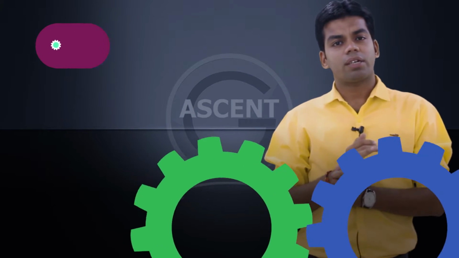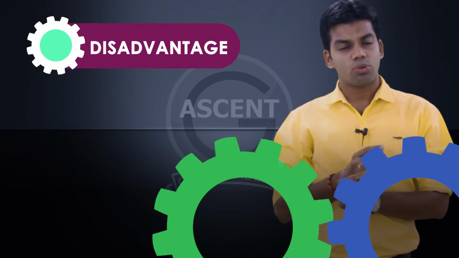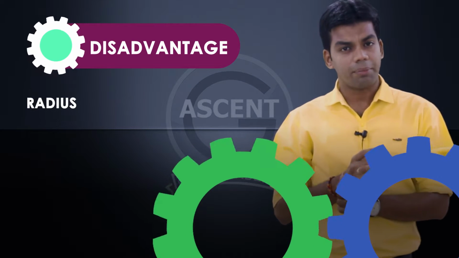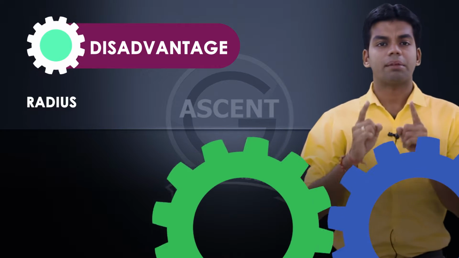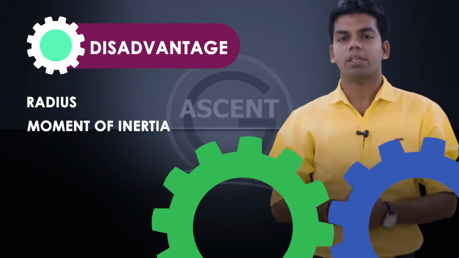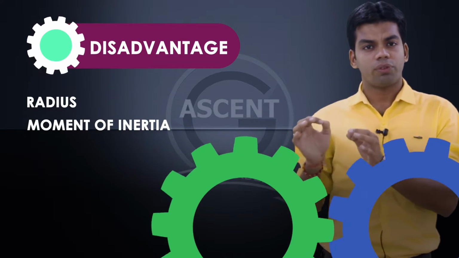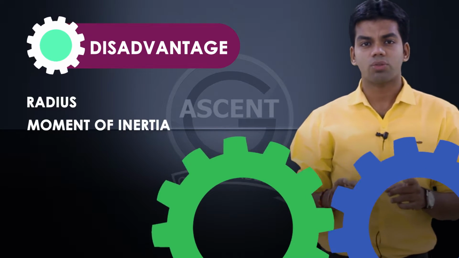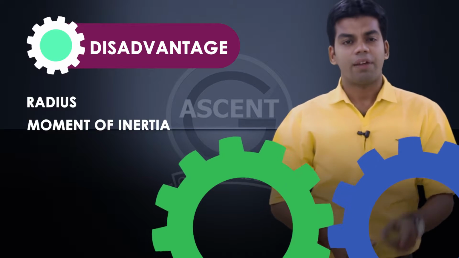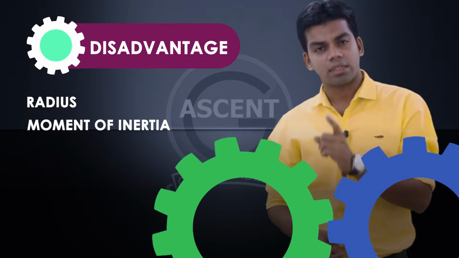The very first disadvantage, when you increase the size, that means you are increasing the radius and diameter of the gear. And when you are increasing the radius of the gear, you are ultimately increasing the moment of inertia of the gear, because moment of inertia of the disc is directly proportional to r square. So obviously when you are increasing the radius, you are increasing the moment of inertia, and when you are increasing the moment of inertia, you are increasing the vibration.